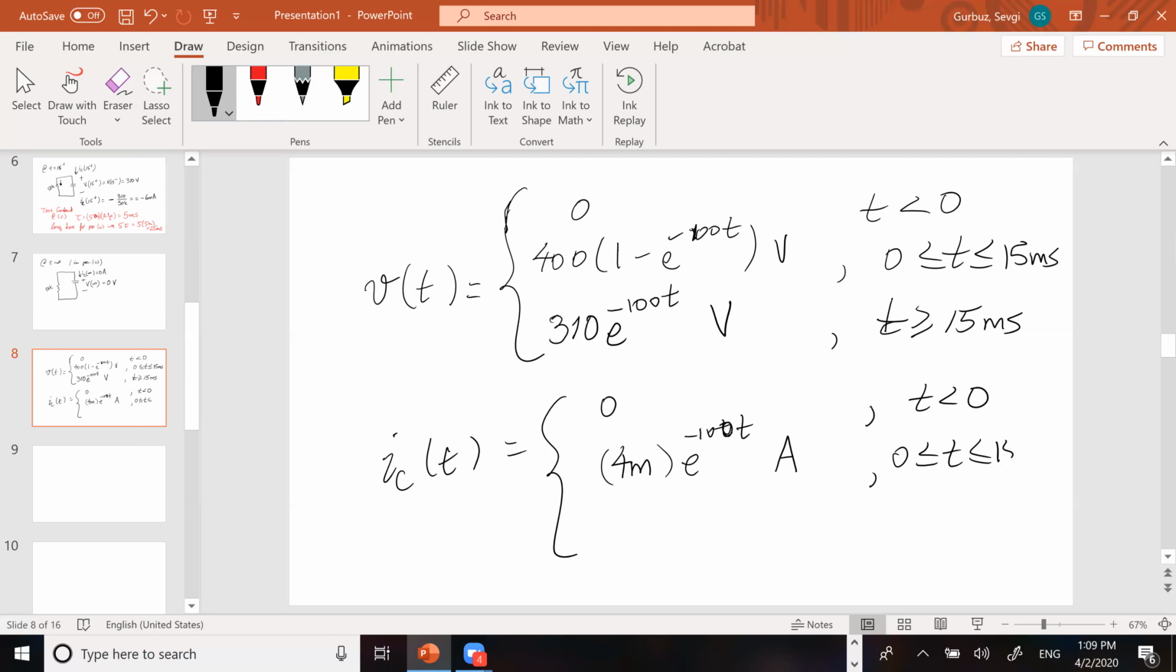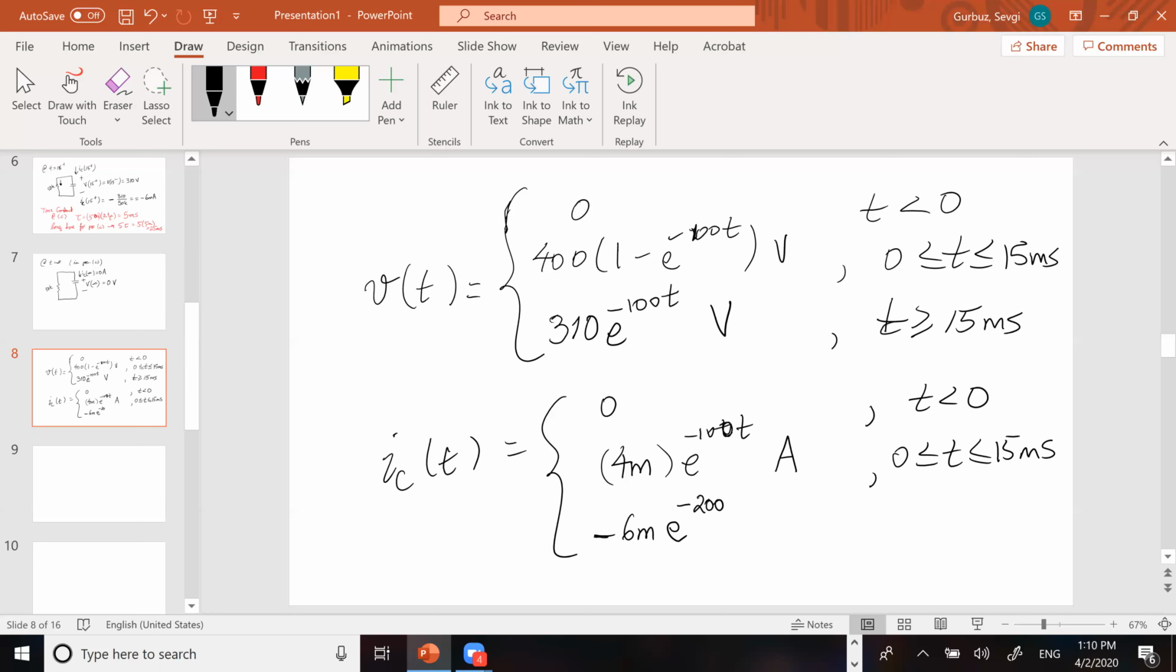And this is between 0 and 15 milliseconds. And then afterwards, we have the same consideration now. What is the initial value? It's minus 6 milliamps times, minus the final value, which in this case is again 0, but since it stays in position C, it actually does reach its final value, times e to the minus t divided by tau.